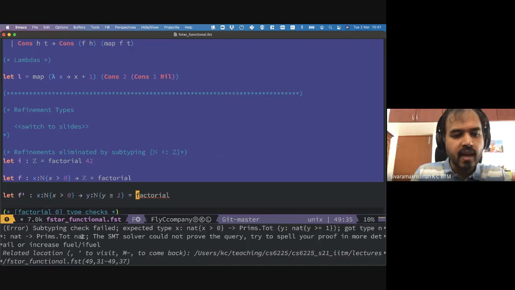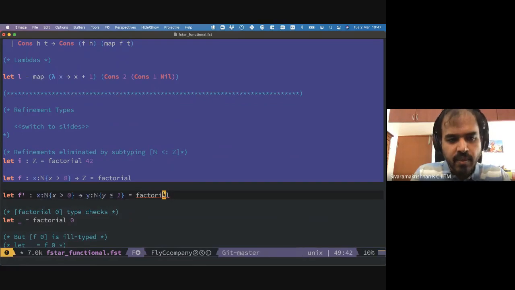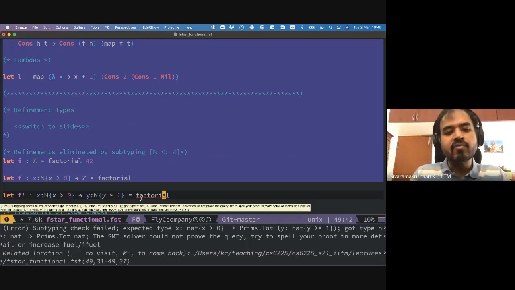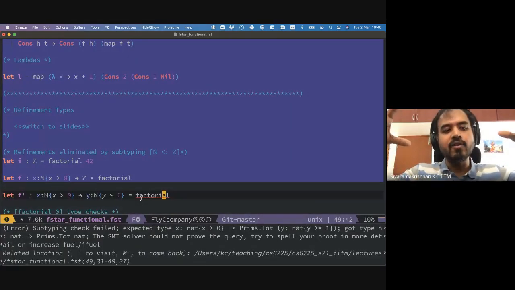And when it doesn't type check, F star says subtyping check failed. It says I expected a type which is x not greater than or equal to 0, right? It is expecting this type, and that is what it is complaining about, but got type not. Ignore the star for the moment, but F star can only give you this much information on failure. It cannot precisely point out counterexamples, because the way the F star type checker works is a combination of the usual type checking rules for functional programming plus SMT solvers.